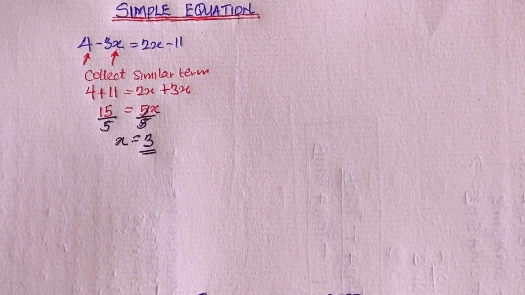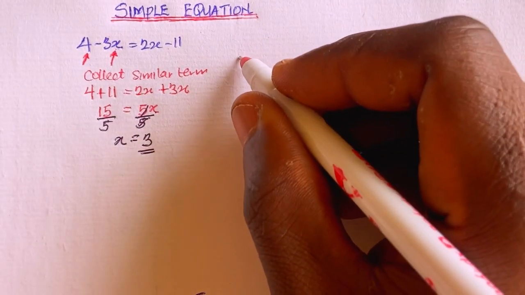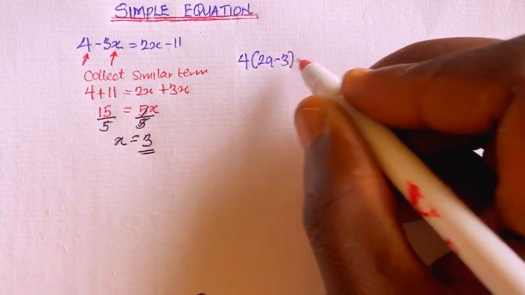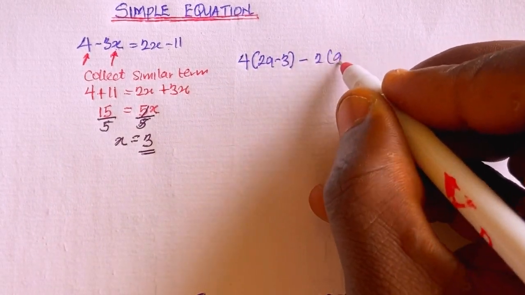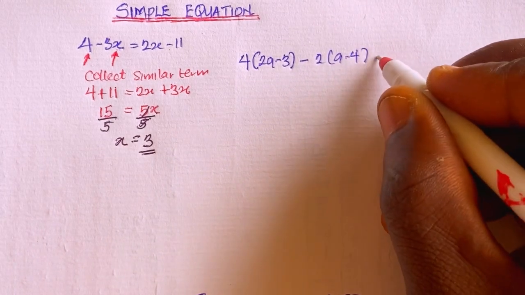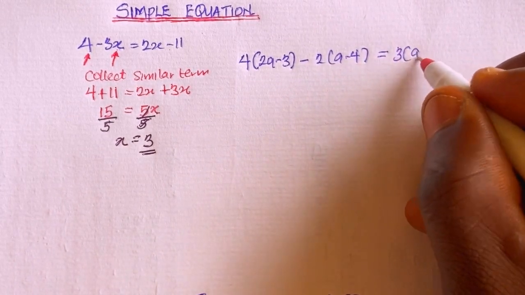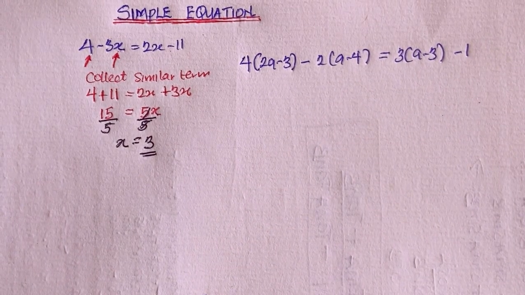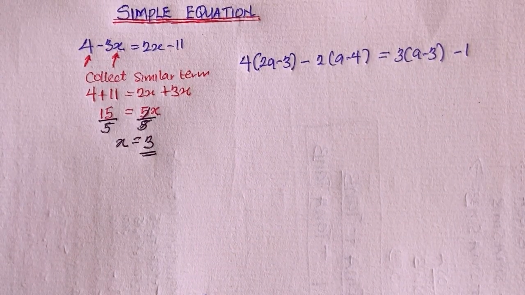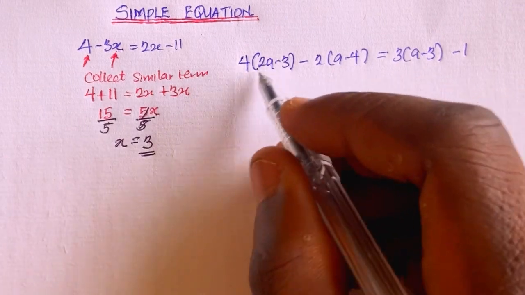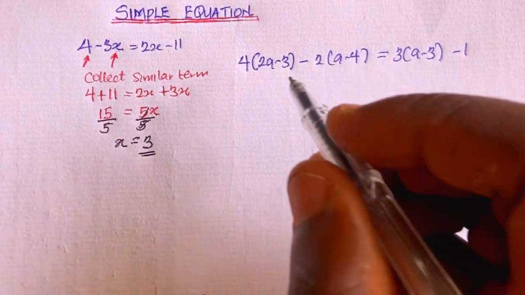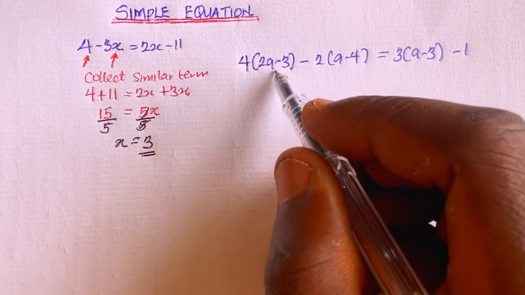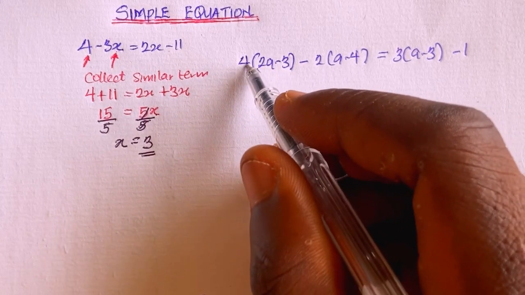Now suppose we are given another question, the expression 4 into brackets 2a minus 3, right? Then minus 2 into brackets a minus 4, right? Which is equal to 3 into brackets a minus 3, minus 1. So the first thing I'm going to do here is open the brackets. I can note there's a bracket here, a bracket here, and a bracket here. Here I have 4 in front of this bracket, which indicates that I'm going to use this 4 to open this bracket.